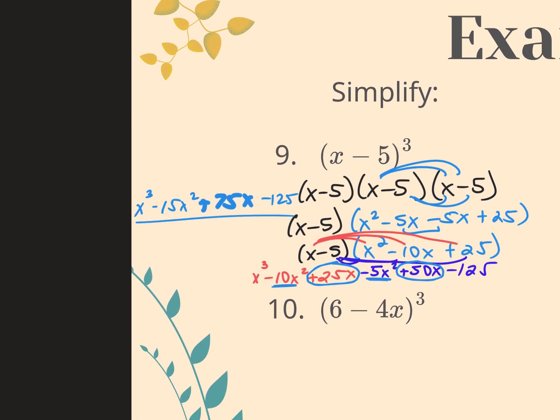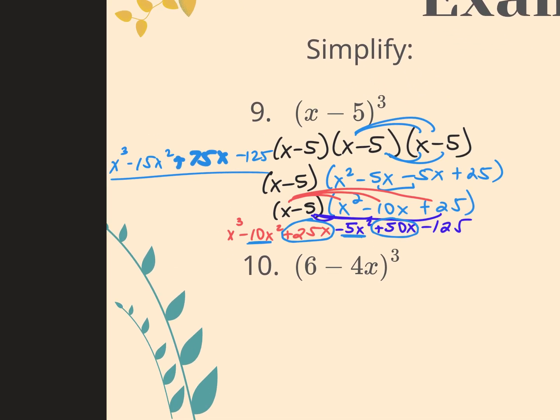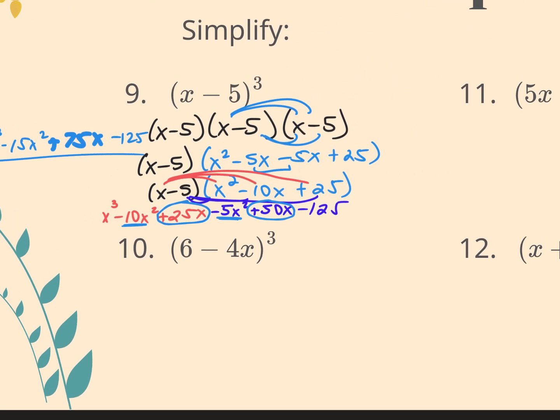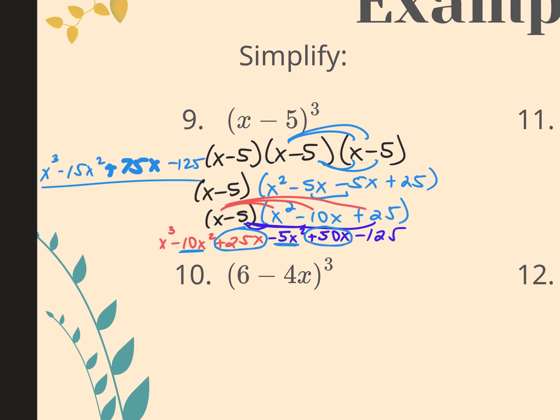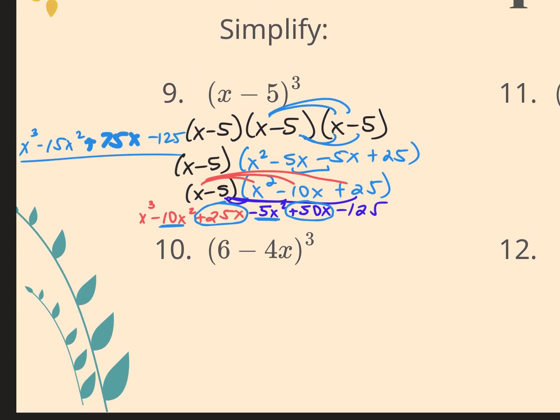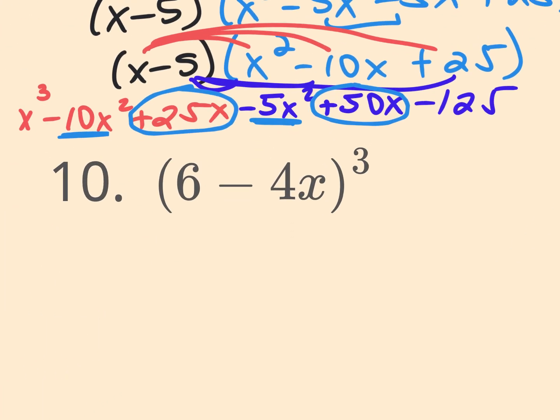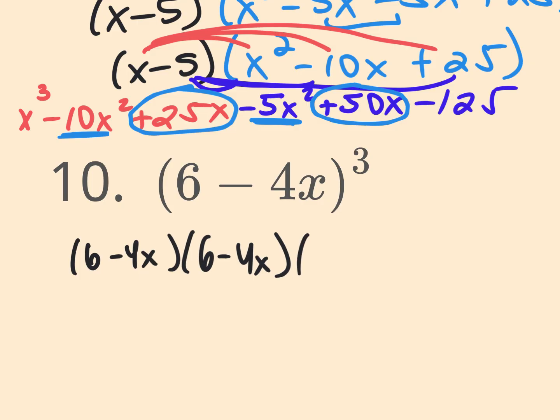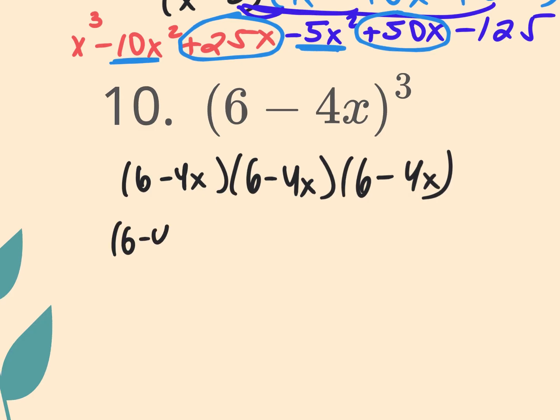The hardest thing about that is just staying organized. You're welcome to use my color pencils and stuff and just try to be as organized as possible. But do understand, guys, that does not mean you distribute the 3 to the 2 terms. What that means is how many parentheses do I have? 3. I'm multiplying them by each other. So 6 minus 4x times 6 minus 4x times 6 minus 4x. I always like to just rewrite the first one and FOIL the second 2 together.